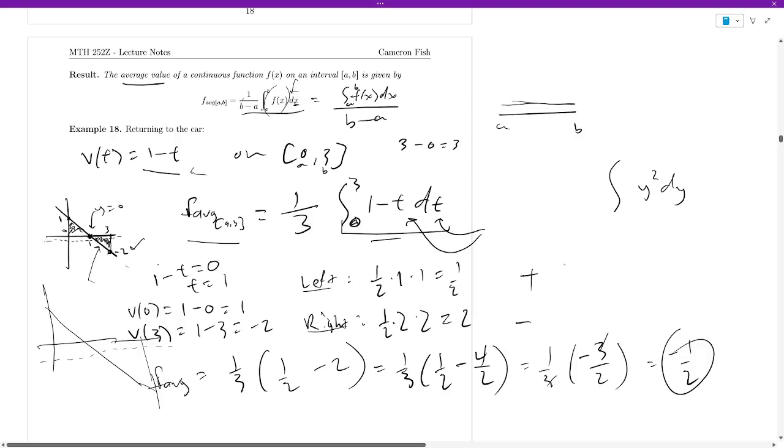Okay, cool. So yeah, average value, we use this formula. It's basically just the integral, and we divide by the width. It's useful sometimes, just kind of big picture, philosophically, to think of the integral not only as area, but as sort of like an averaging process. That's a way people think about it in physics a lot.